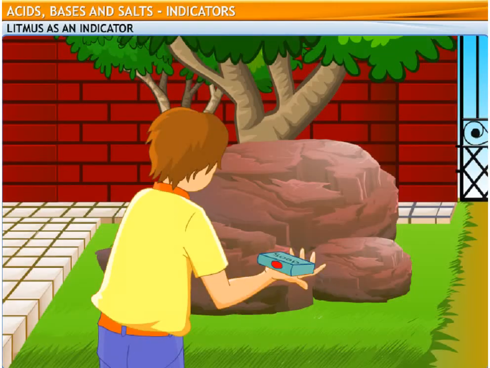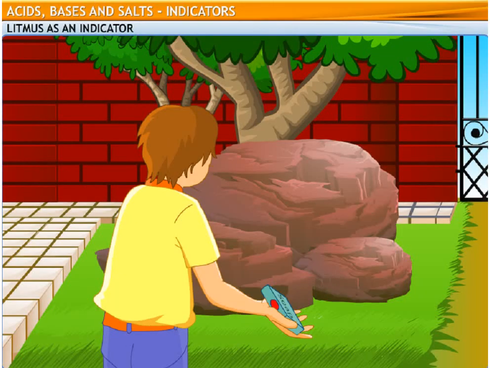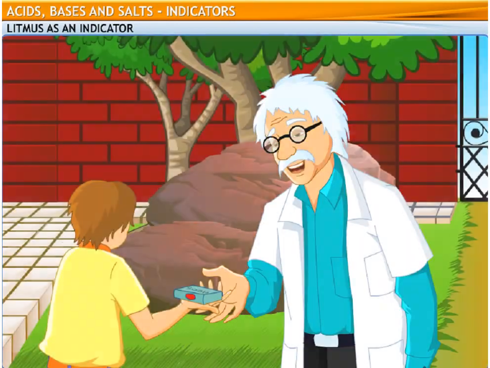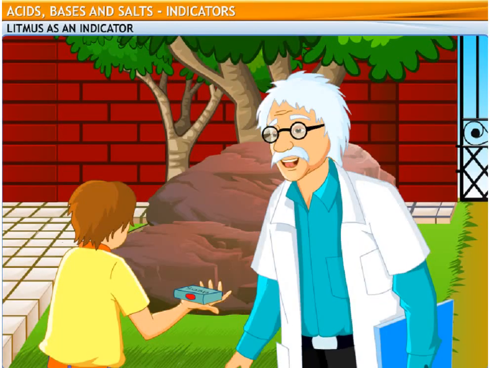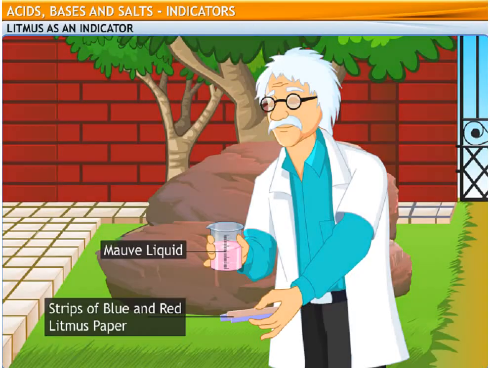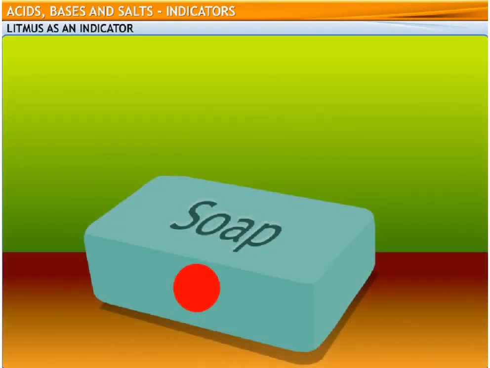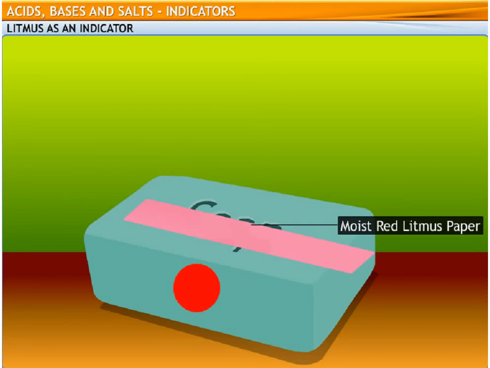Looks like I found something. I wonder if this is an acid or a base. Hi, looks like you found a bar of soap. To find out if this soap is an acidic or basic substance, put a strip of wet red litmus paper on it. The red litmus paper has turned blue.